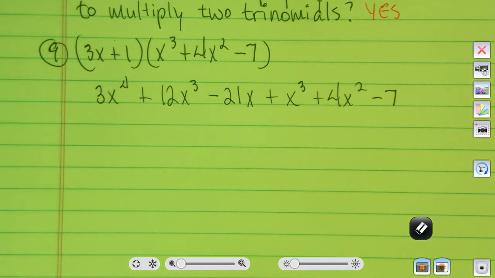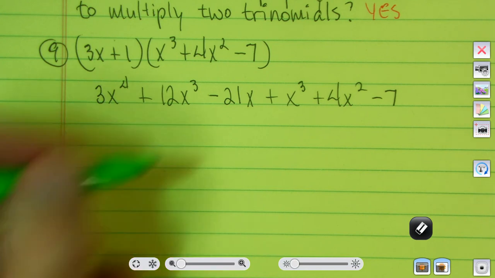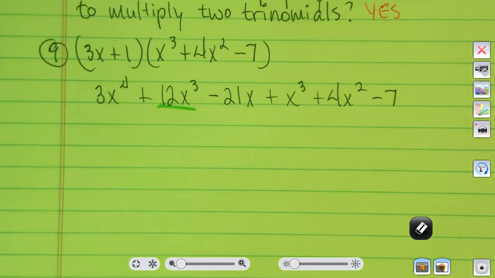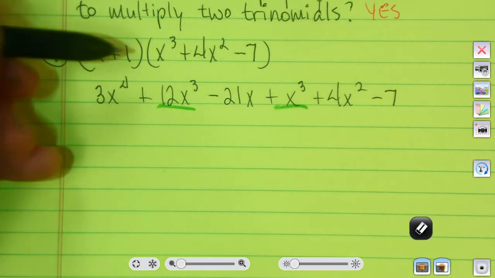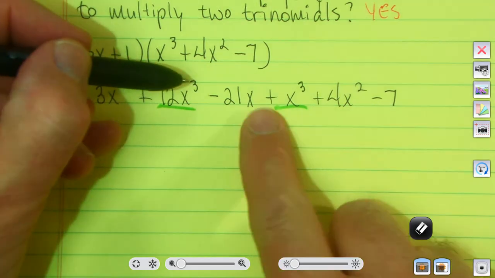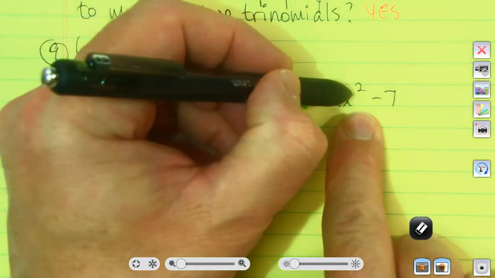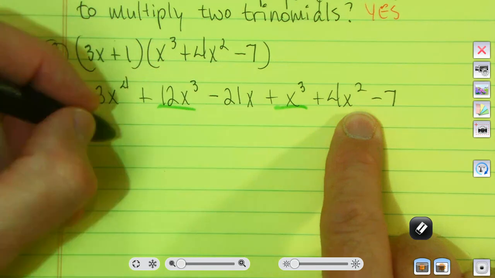The last thing I want to do is combine my like terms, and notice I've got a set here. It's the only two like terms I've got. I will need to write it in standard form so that my degree is descending in each term. And so I've got a degree of 4, a degree of 3. Now this is a degree of 1, but over here is a degree of 2, so I'm going to need to put that in order.